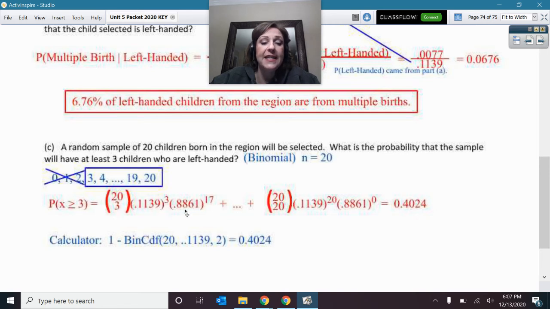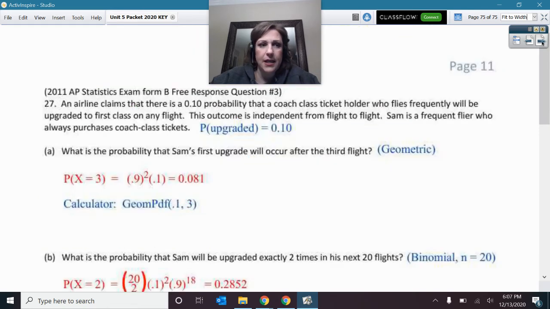So then we did that. And then remember, if I want the upper part, then I have to do 1 minus the lower part. So 1 minus the accumulation of 20.1139, and I want to take off the bottom 2 and below, so that what remains is 3 and above. All right, next is the last one.